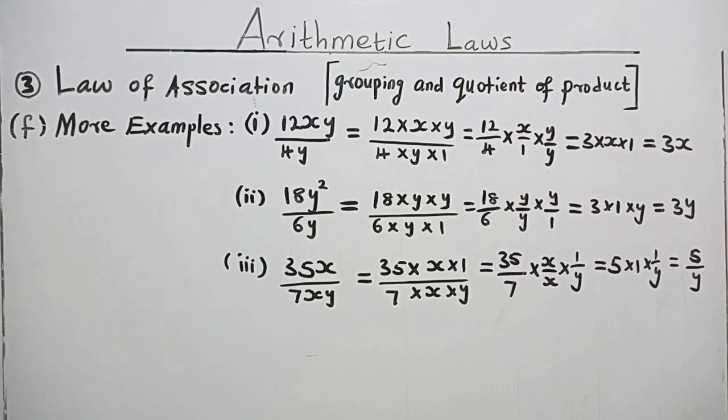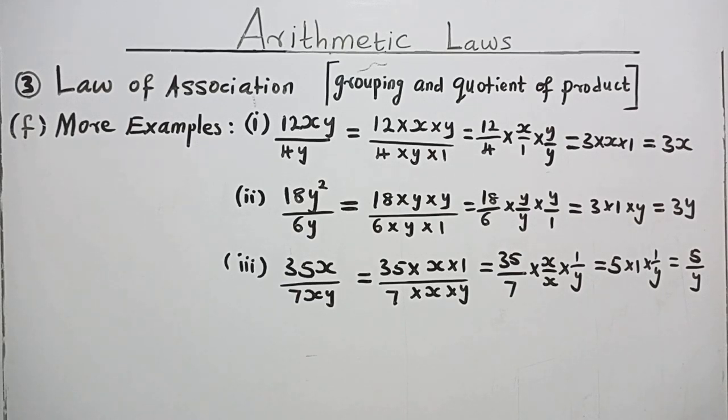Now let us see a case where the number of appearances in the divisor is more than those in the dividend. And that is number 3. In example, we have 35x over 7xy. In the dividend here, 35 is a number. X is also a number. That means that there are 2 appearances in the dividend. But here in the divisor, we have 7, x and y. That is 3 appearances. This is the first case of this type where the number of appearances in the dividend is less than those in the divisor.